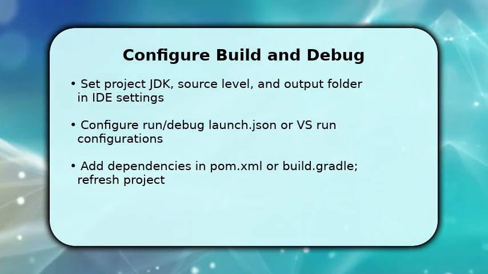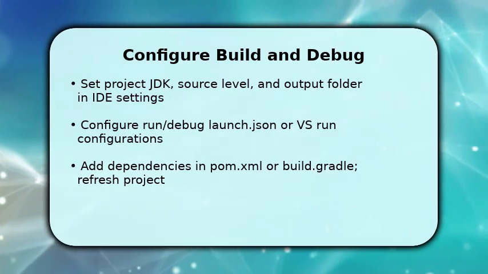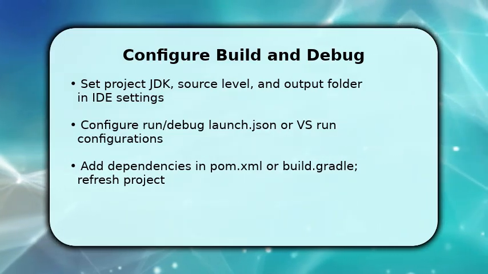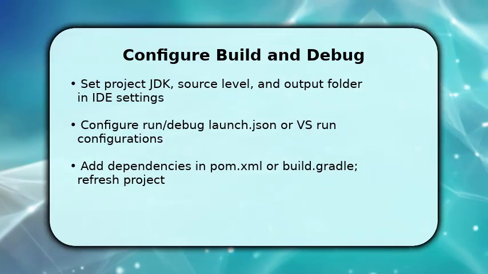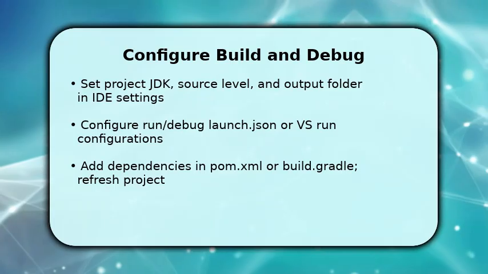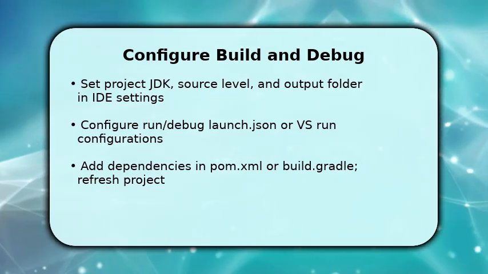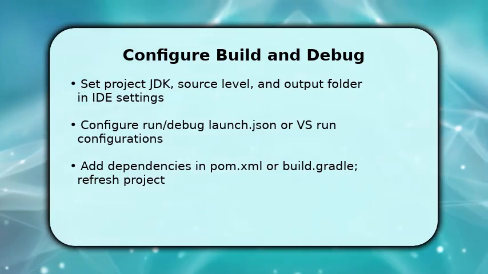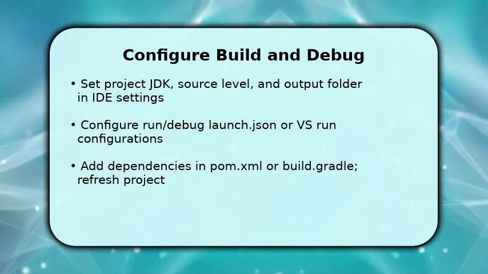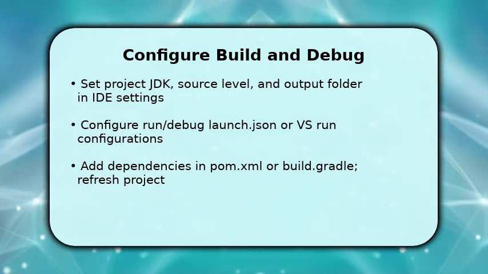Next, create a run and debug configuration, use launch.json in VS Code or the run settings in Visual Studio to specify main class, program arguments, and environment variables. Then add any dependencies to pom.xml or build.gradle and refresh the project so the IDE downloads them and updates the class path.